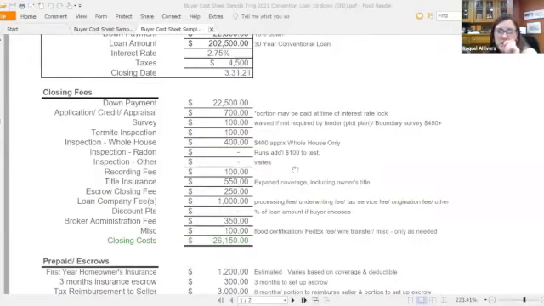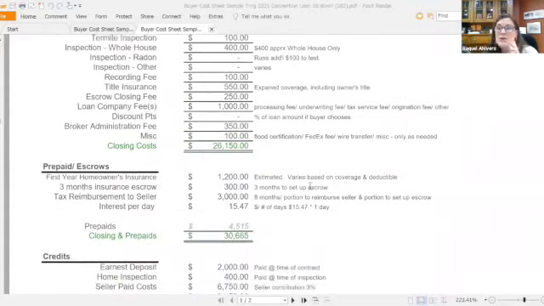So in this case, when I tell the buyers, I say, okay, your closing fees, including your down payment, would be about $26,150. Now we get to set up your prepaids and your escrow. This is the fun part.